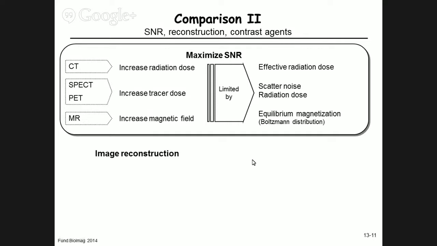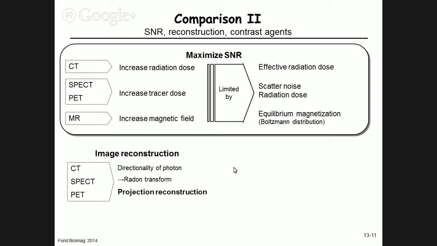Image reconstruction. CT, SPECT, and PET are based on establishing the directionality of the photon. For X-ray imaging in CT, you have the X-ray source, the detector, the collimator, and the anti-scatter grid with the source and the detector, which determine the directionality of the photon. For SPECT, it's pure physical collimation with the collimator grids, and in PET, it's electronic collimation through coincidence detection.